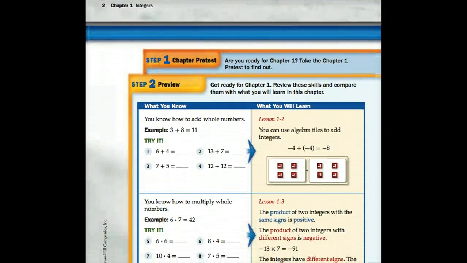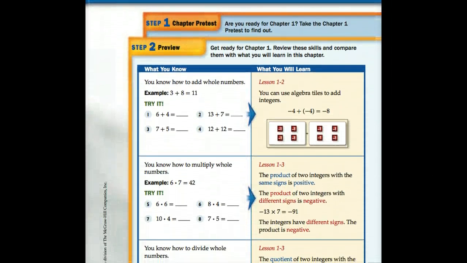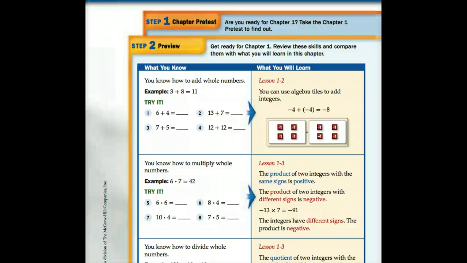Moving on to our step 2, when we're getting ready to start a new chapter. We're going to preview. First of all, we want to understand what it is we already know, and then we're going to look a little bit about what we're going to be learning in this chapter. So let's start with what we know. You know how to add whole numbers. For example, 3 plus 8 equals 11. So now I want you to give it a try and work these 4 problems.